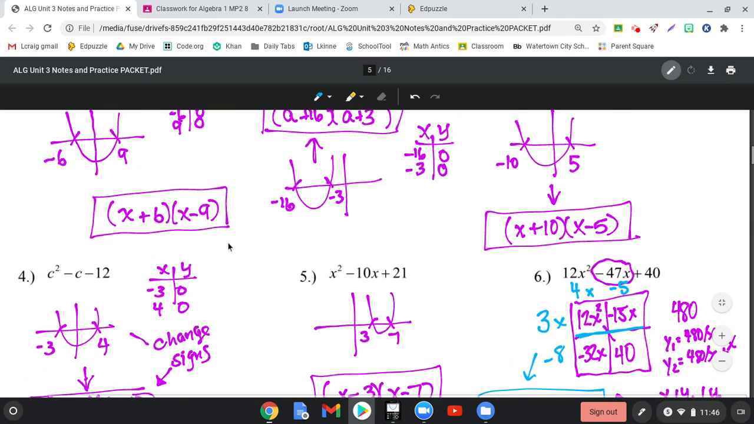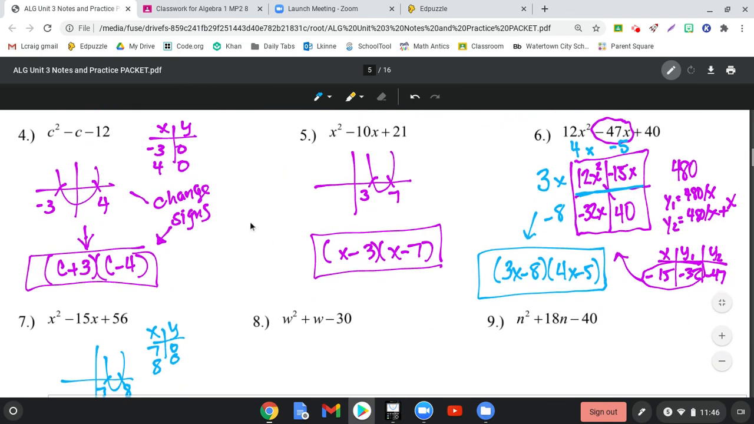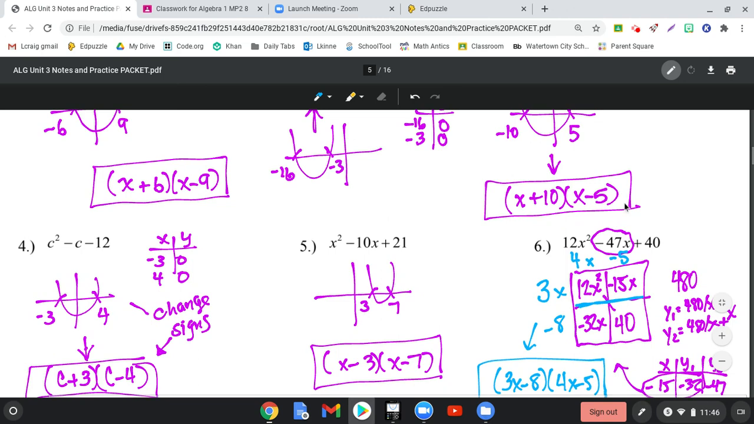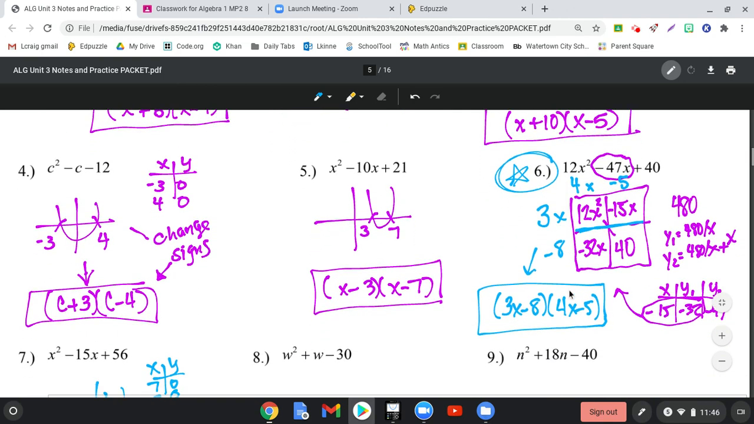All right, so for most of these, you can just type it into y equals. If it has a number in front like this guy over here, make sure you use your box method.